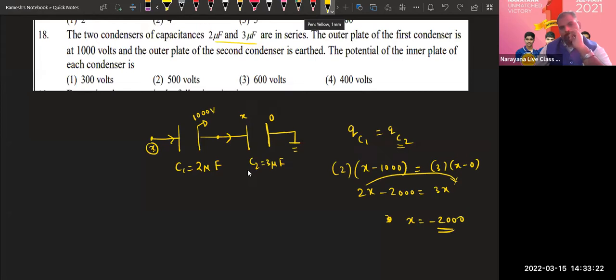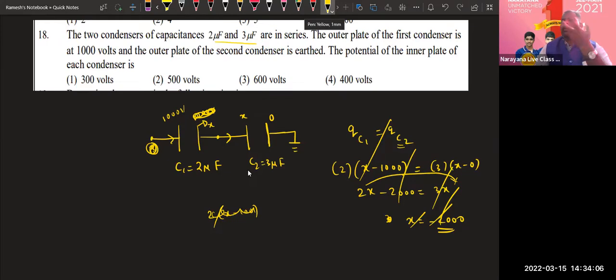The outer plate of the first condenser is 1000 volts. You consider the second plate as 1000 volts. You want me to change it to 1000 minus x? The question is given: the outer plate of the first condenser is 1000 volts. You have assumed the inner plate. Oh, this one, that one is 1000 volts. Very good. Perfect. Now you will get the answer. Yes, correct. Very good.